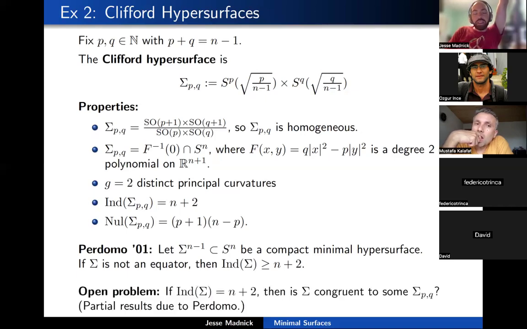You might hope that the index being n plus 2 characterizes the Clifford hypersurfaces, and that's not known. That's an open question. There are partial results due to Perdomo. I also should have written on the slide, when n equals 3, this is true by a now famous paper of Francisco Urbano. I'll add that to the slides later. But in general, this is still open when n is at least 4.